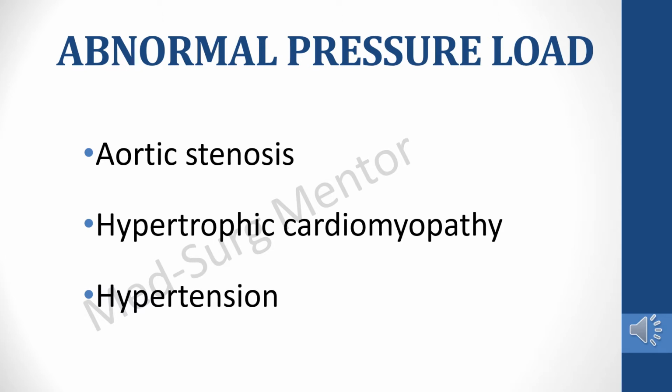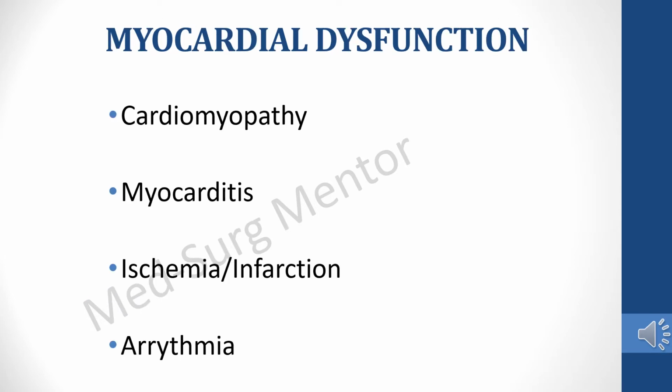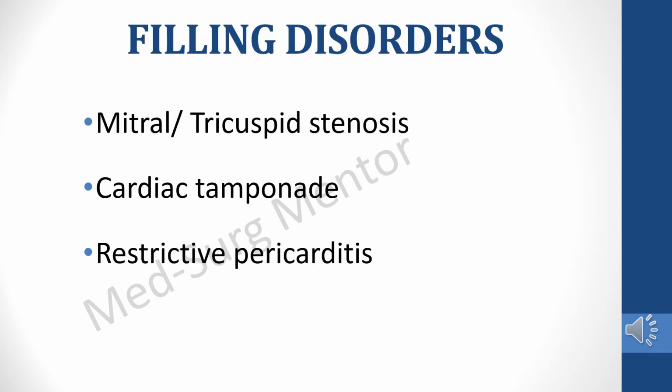The second etiology is abnormal pressure load. Some examples causing abnormal pressure load are aortic stenosis, hypertrophic cardiomyopathy, and hypertension. Next etiology is myocardial dysfunction. Some examples of diseases causing myocardial dysfunction are cardiomyopathy, myocarditis, ischemia or infarction, and arrhythmias. Common filling disorders leading to heart failure are mitral or tricuspid stenosis, cardiac tamponade, and restrictive pericarditis.